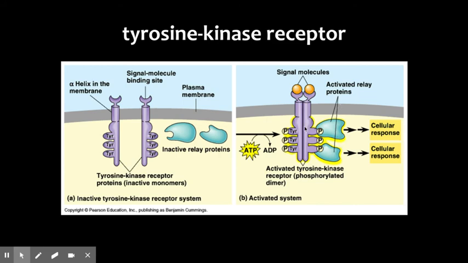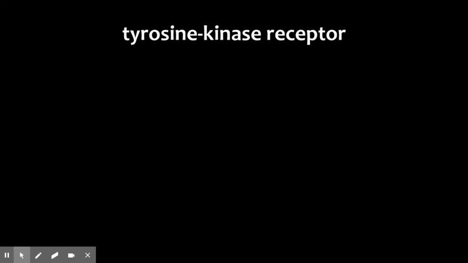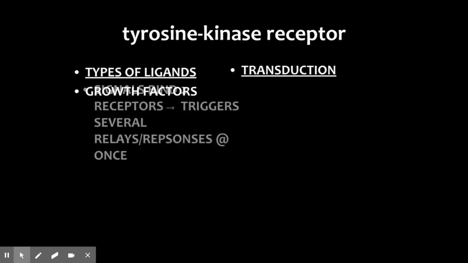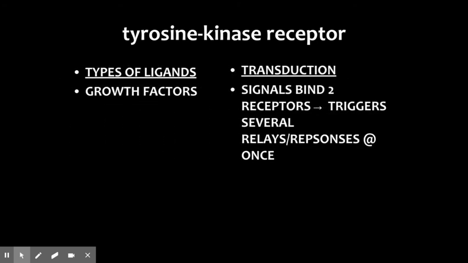Then they phosphorylate, or add a phosphate group to, these relay proteins, and then the relay proteins, again cascade effect, activate other molecules until we finally generate some sort of cellular response. So what type of ligands activate tyrosine kinase receptors? Growth factors. Transduction: the signals will bind to two receptors, triggering several relays and responses all at once.